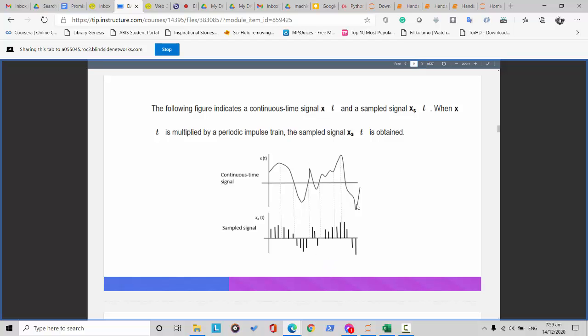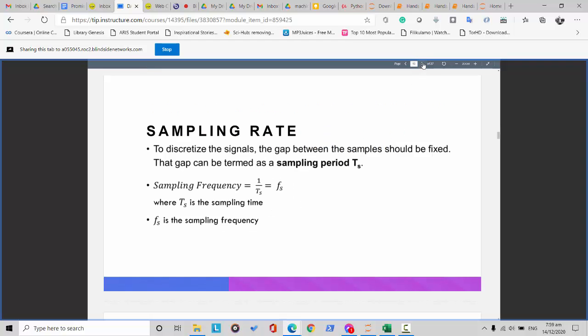So we have an illustration here of an analog signal which is converted into periodic impulses. We call these vertical lines impulses. We are actually capturing the shape of the analog signal. This is what we call sampling. Now we also have a term called sampling rate. To be able to discretize the signals, the gap between the samples should be fixed, and that gap is termed the sampling period.